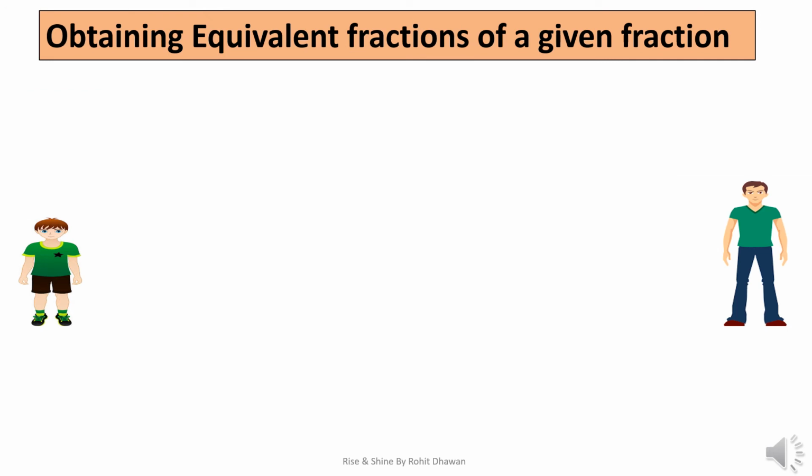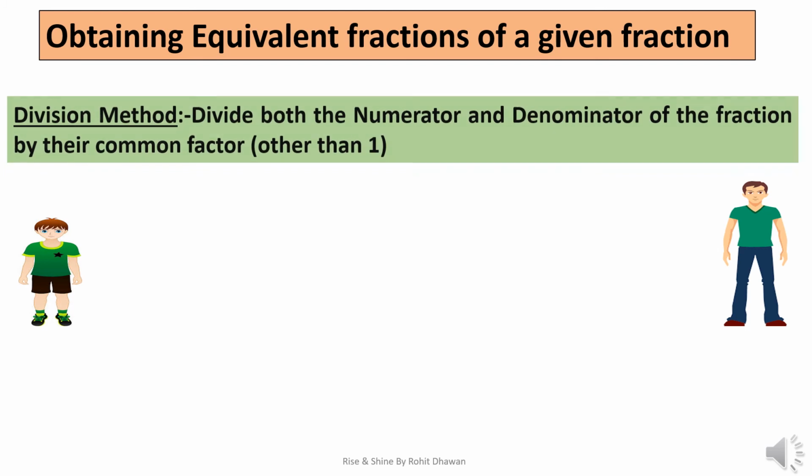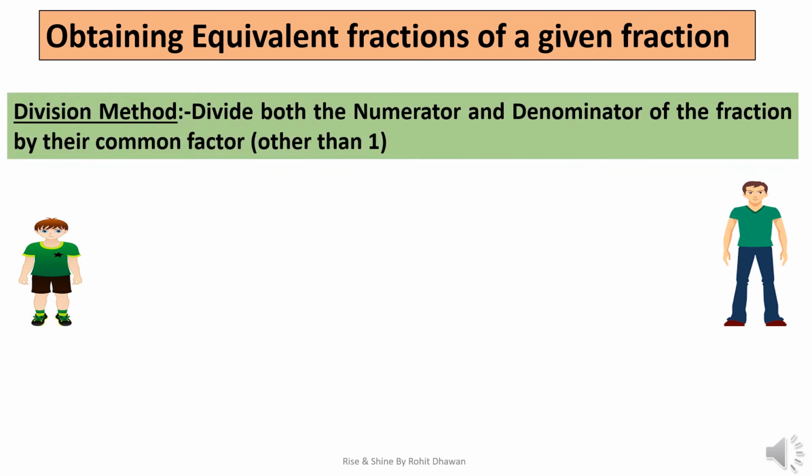Let us consider division method. In order to obtain an equivalent fraction of a given fraction, we have to divide both the numerator and the denominator of the fraction by their common factor other than 1. Let us consider a fraction 12/30. On dividing the numerator 12 and the denominator 30 by a common factor 6, we get 2/5.